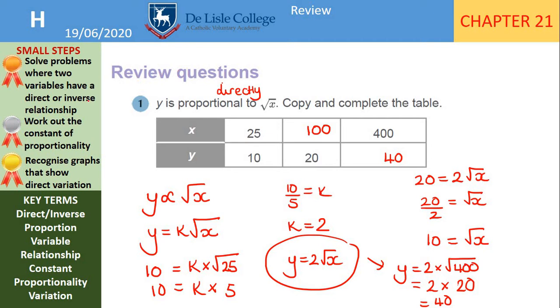Now if we have a look at this then, remember our equation, y is found by 2 times the square root of x. So if x is 25, if we take the square root of it, that will give us 5, and double it, that gives us 10. Here, I've got 100, if I take the square root of it, that will be 10, and double it, that will give me 20. So I know this is correct. Here, 400, if I take the square root of it, that will be 20, and double it, that will give me the 40.